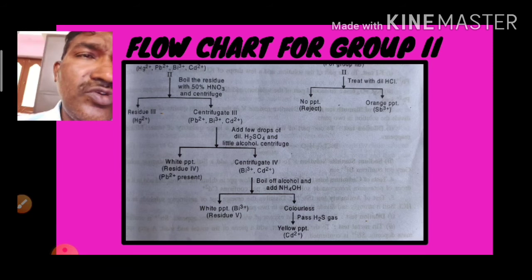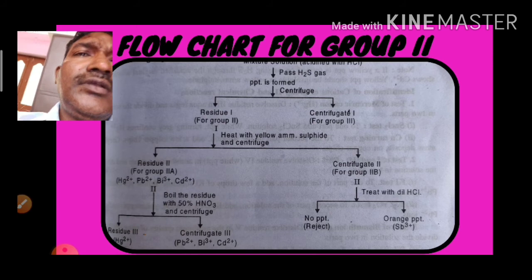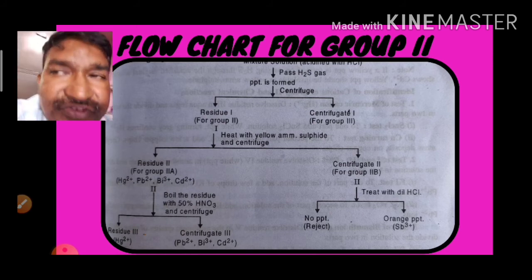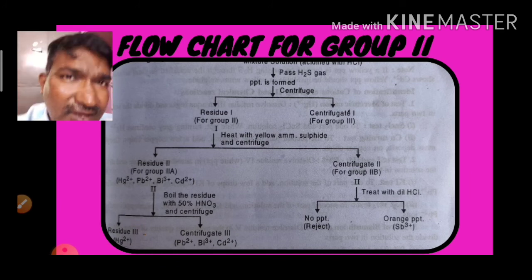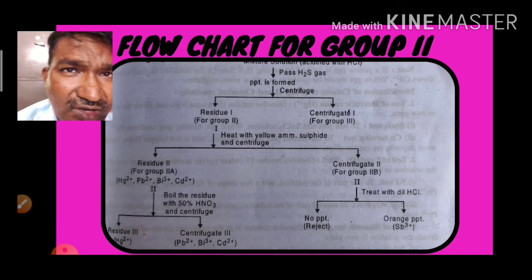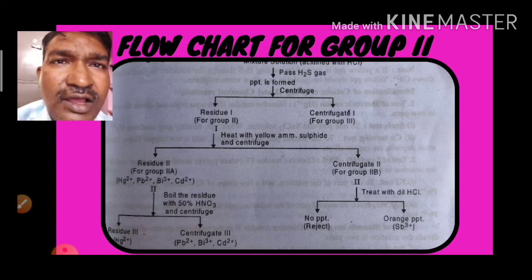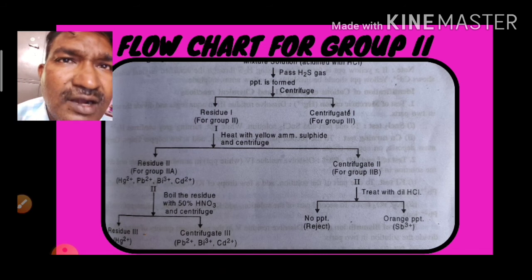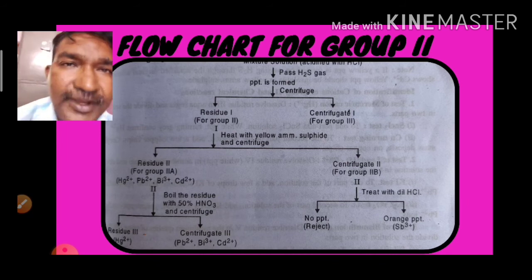So to the original solution, first of all we have to pass H2S gas. There we get sulfur as the precipitates. Depending on the cations, we get different color sulfides. Then after, we have to centrifuge that. After centrifuging, we get two parts, the precipitate and the centrifugate or the filtrate. The precipitate is here called the residue. So to that residue, we have to add the yellow ammonium sulfide.